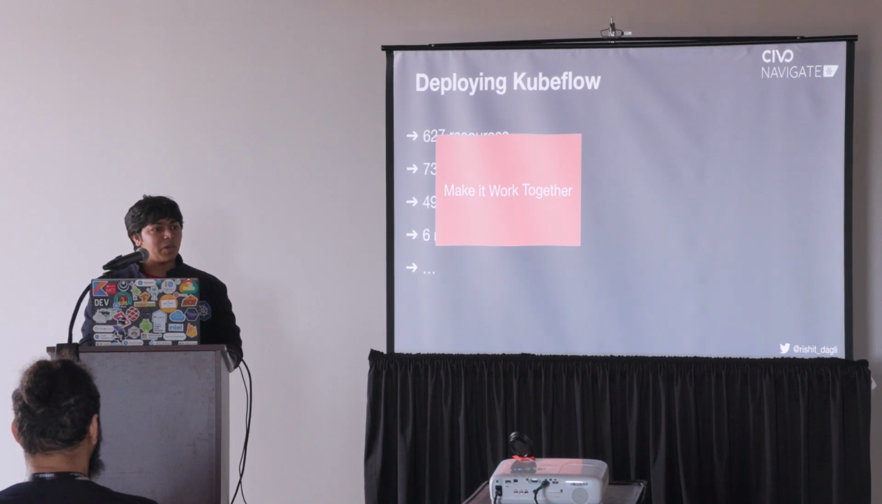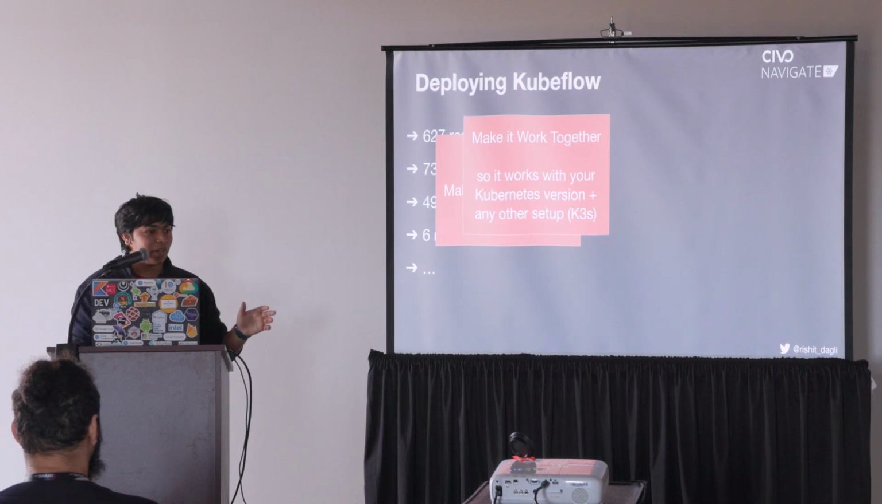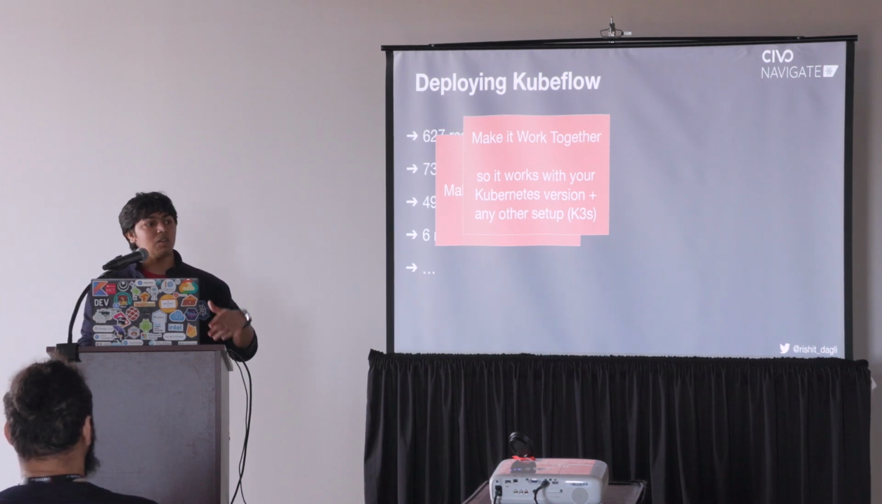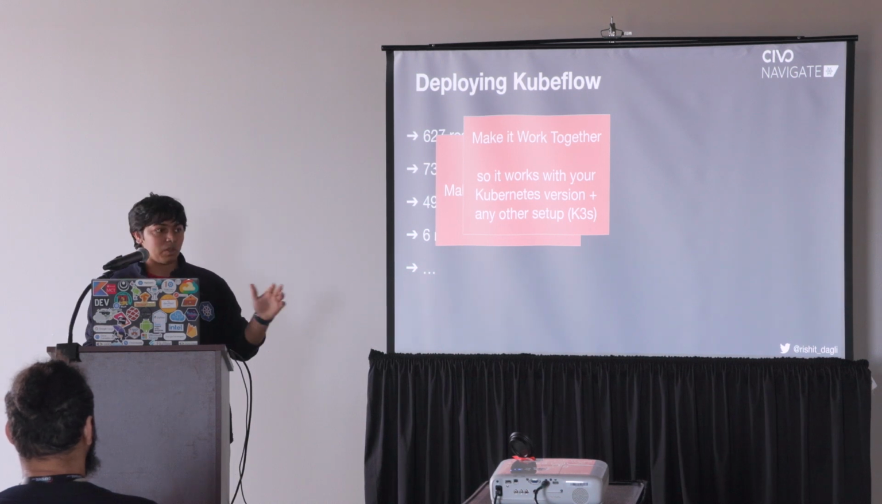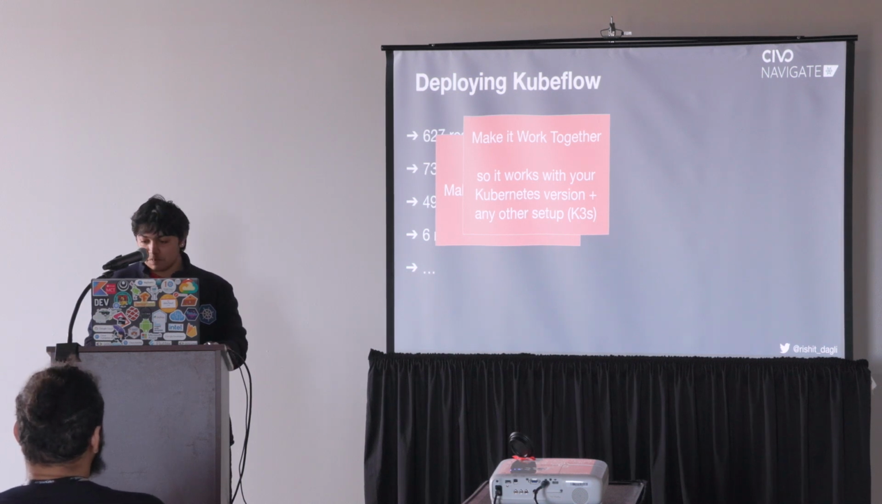So what you want to do is essentially make 627 resources work together. Interesting, isn't it? And you not only want to make it work together, but you want to make it work with your Kubernetes version, or you want to make it work with any other setup. Probably you have K3s, probably something on top of Kubernetes, probably something you use for observability, something you use for monitoring. So you want to make it work with all of this, with your existing setup, which becomes pretty hard.